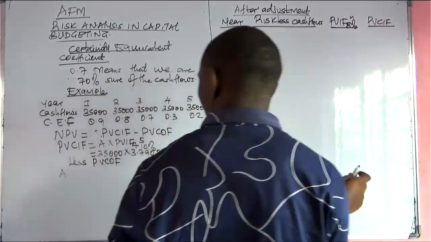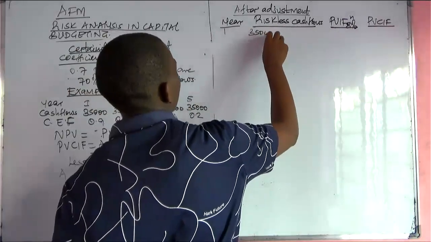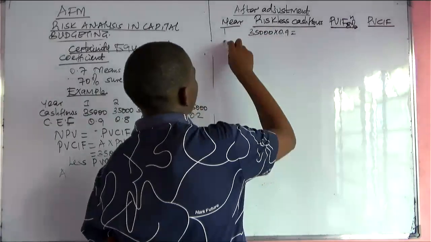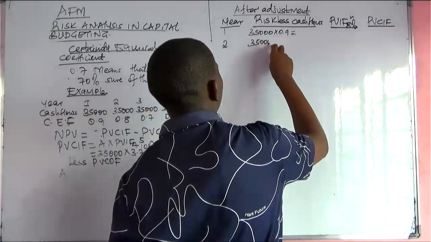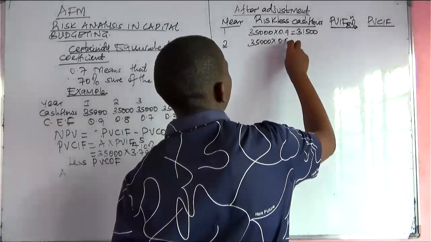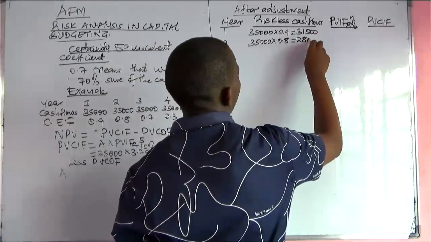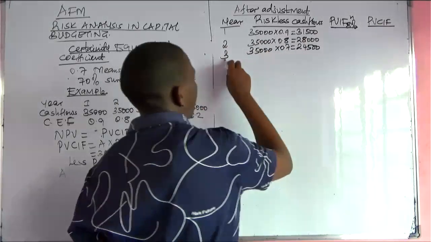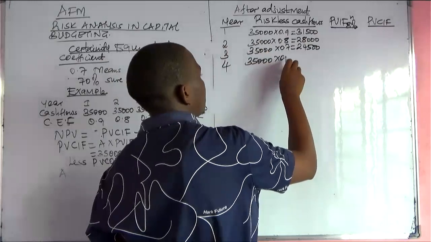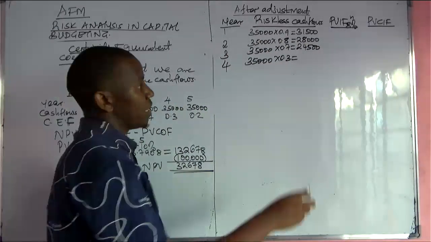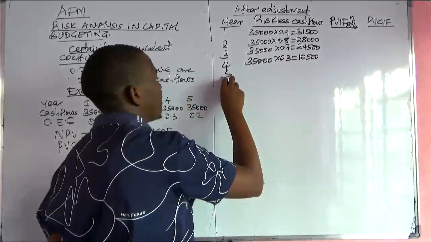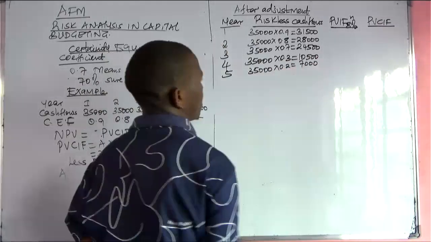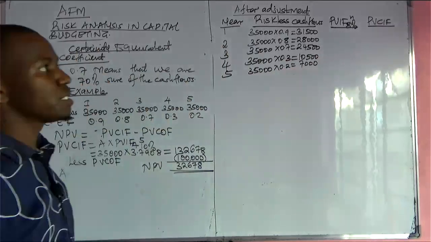So I begin with year one, it will be 35,000. What we are sure of is 0.9. That is 31,500. Year two is 0.8. Then we also have 35,000 to multiply by 0.7, that is 24,500. And then number four is that 35,000 you multiply by 0.3, that is 10,500. Then we also have number five, which is 35,000 you multiply by 0.2, which is 7,000. So since now the cash flows will not be the same, we discount them using the first table.